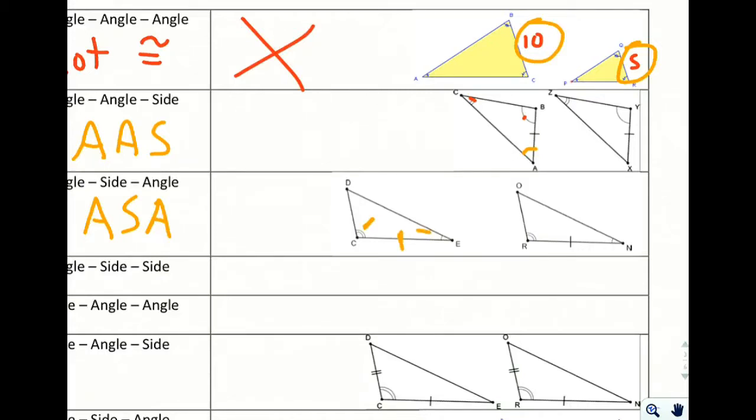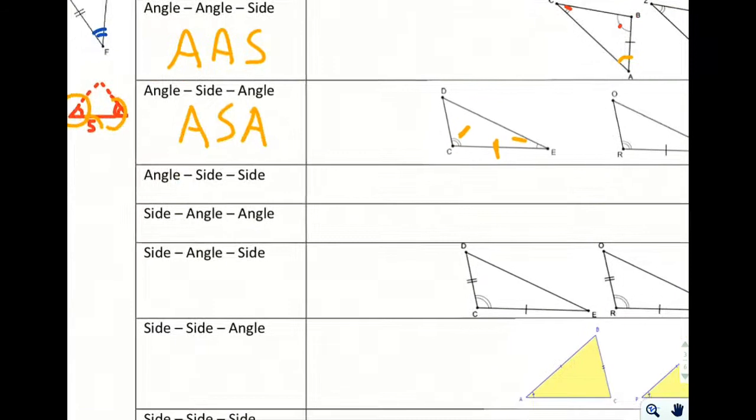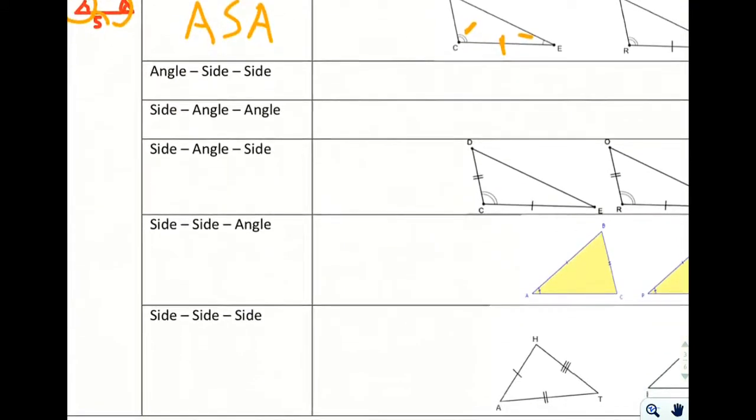So all in a row, angle, side, angle, and there's only one way to draw this triangle once you know the angle, the side, and the angle. One of the things that you'll notice as we get down to our next few, angle, side, side, and side, angle, angle, is that they're repeats of one below.